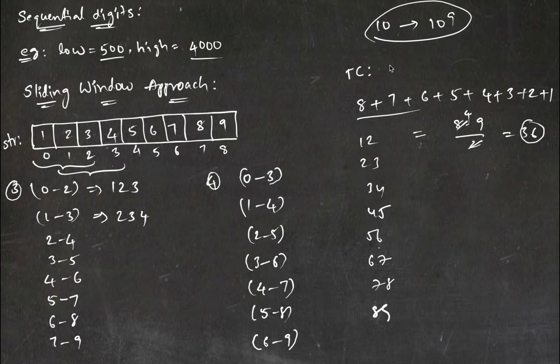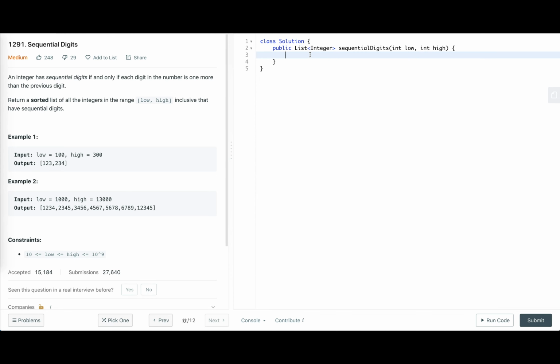So time complexity is always going to be constant, like O of 1. And space complexity, I'm not taking any extra space, so it's going to be O of 1. Let us try to write the program for the sliding window approach which we discussed. First, I need to identify the lengths of these two numbers. So for that, let me try to write a utility function.